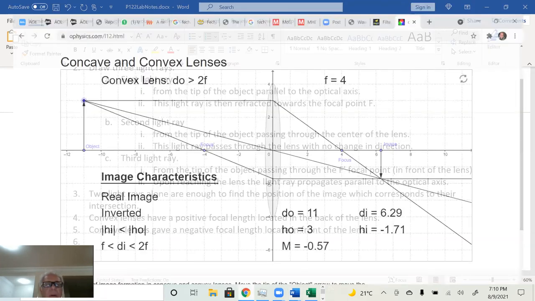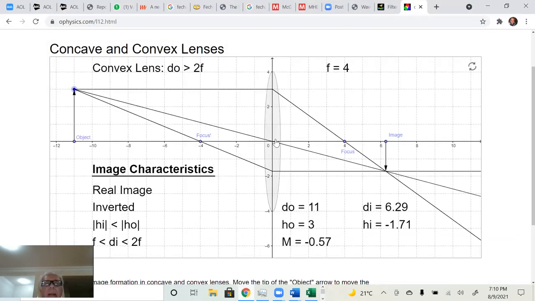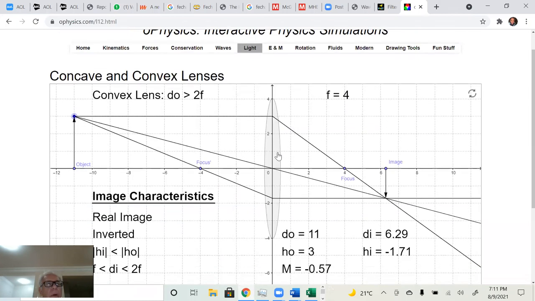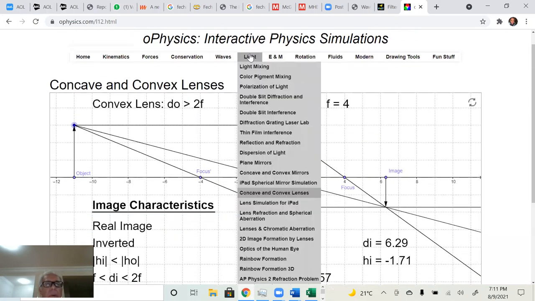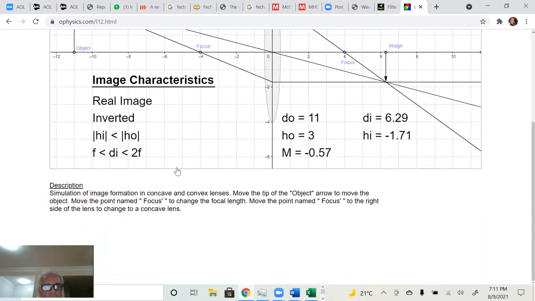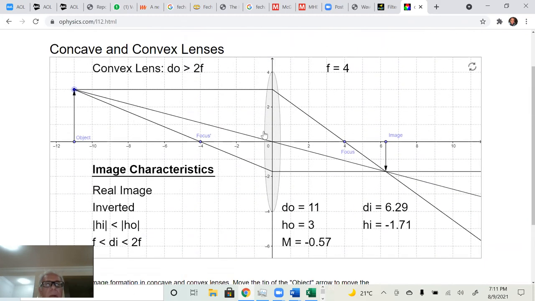So let's go to the simulation here. Here you go. See that? This lens here is a positive lens, a convex lens. Let's see if we can change it to a concave lens. It doesn't look like we can. Let's see here. Yeah, it doesn't look like we can. There must be a way to do that.